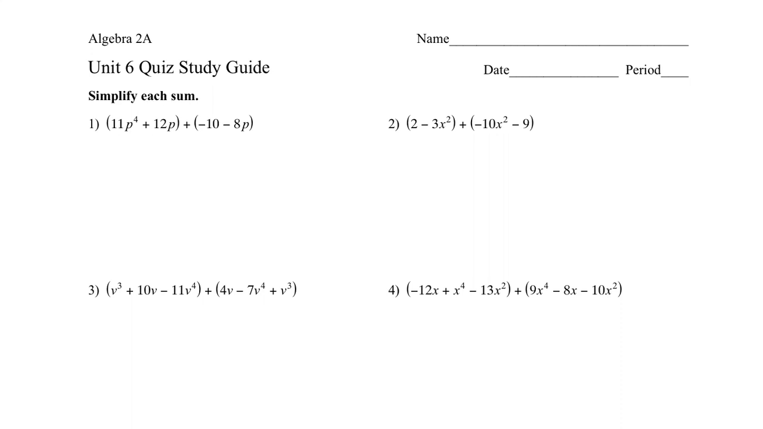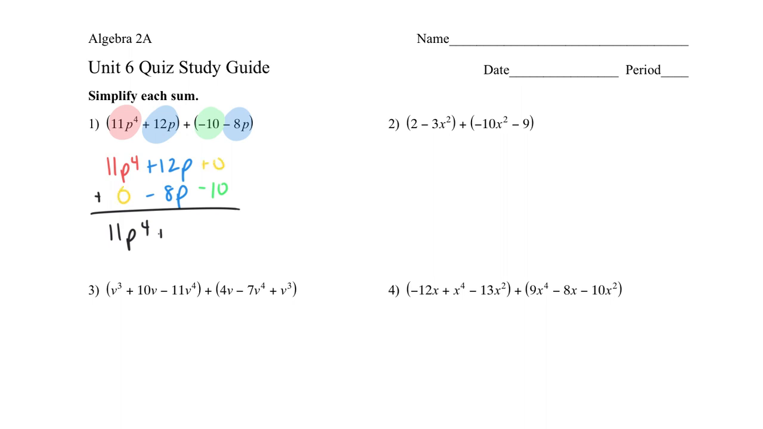When we are adding numbers, we are not changing any signs, we're just looking for like terms. So if I look at number 1, there is no like term with 11p to the 4th. 12p is a like term with negative 8p, and negative 10 does not have any like terms. So I would have 11p to the 4th plus 12p minus 8p minus 10. And when I add all that up, I get 11p to the 4th. Remember, we can fill in that 0 if that helps you. Plus 4p minus 10.